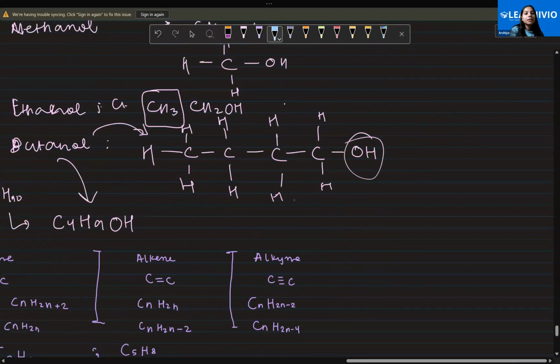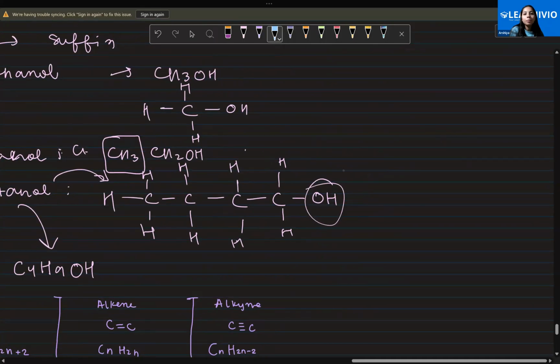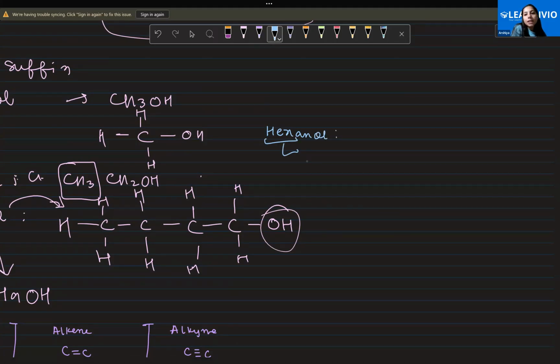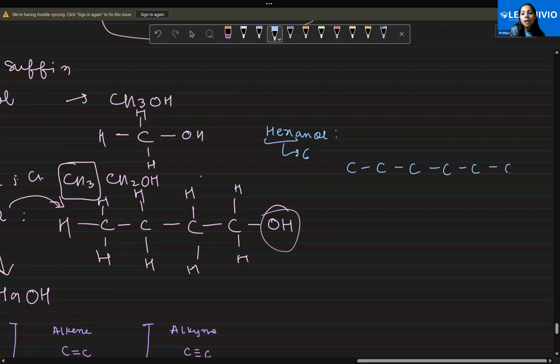So hex is how much? 6. Hex is when you have 6 carbons in your chain, right? So you will make 6 carbons: 1, 2, 3, 4, 5, 6, and just add OH. And to satisfy the valency, the carbon is already bonded on 2 sides, so it will have 2 hydrogens, H2.